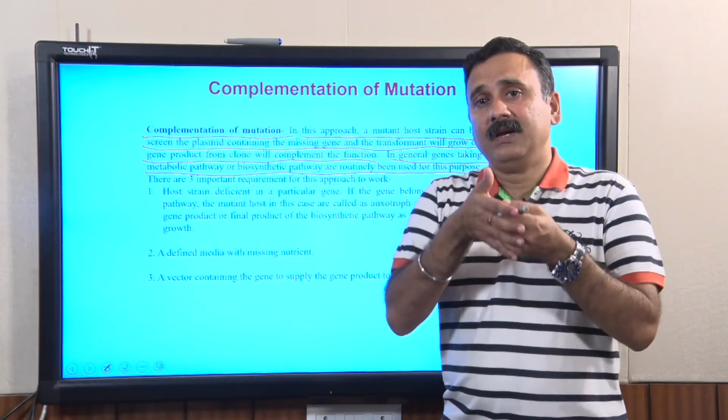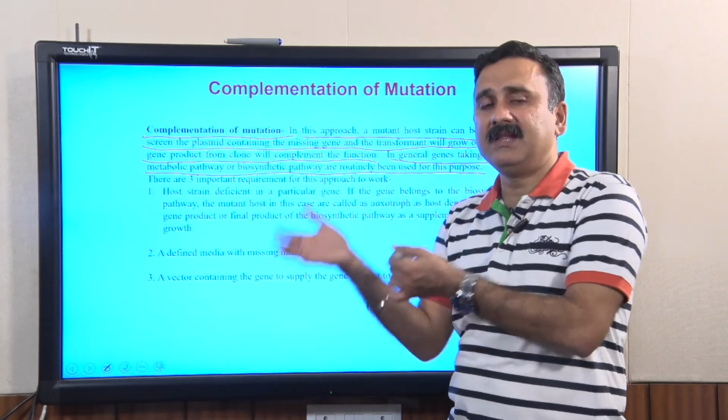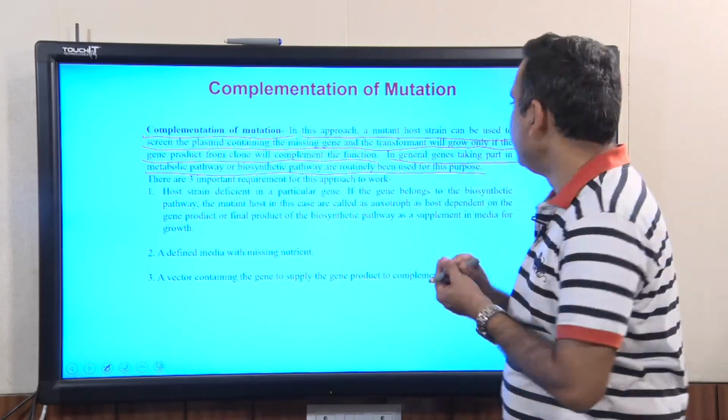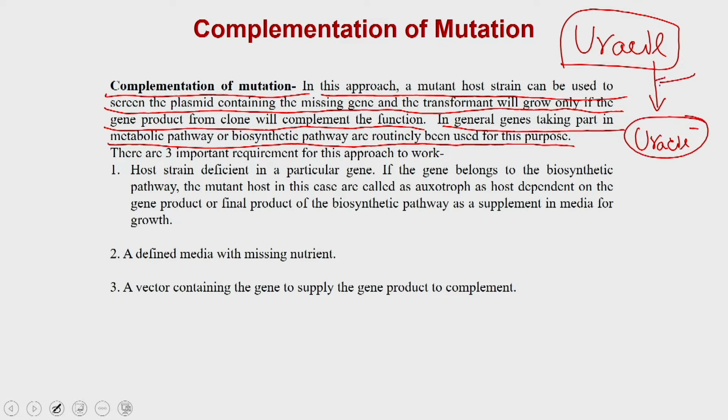So, the host strain will grow onto the normal media which contains that particular essential item. For example, if you are talking about the uracil biosynthesis pathway, and some of the genes of this pathway are mutated in the host strain, then this particular host will not grow on a uracil minus media as long as you do not supply the uracil synthesizing gene by the vector.